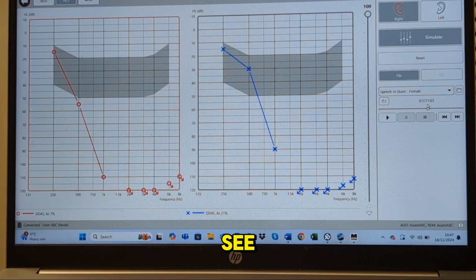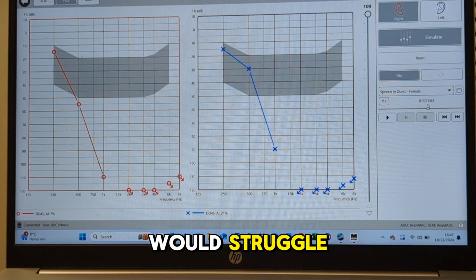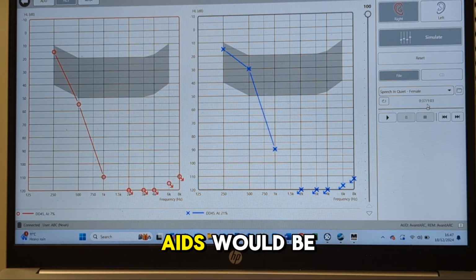So, as you can see there, that's quite a significant hearing loss, and a person with this type of hearing loss would struggle significantly without hearing aids, and even hearing aids would be limited.